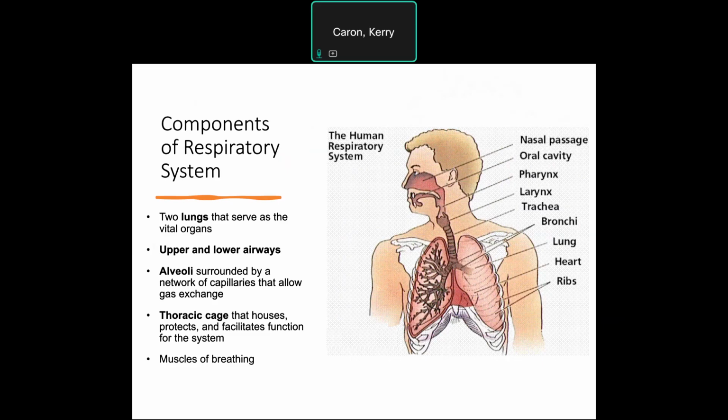Then we have the thoracic cage, and that is our rib cage, our bony protective mechanism of the skeletal system, and that protects and helps us function. We also have muscles of breathing, so a lot of accessory muscles, our diaphragm, etc.